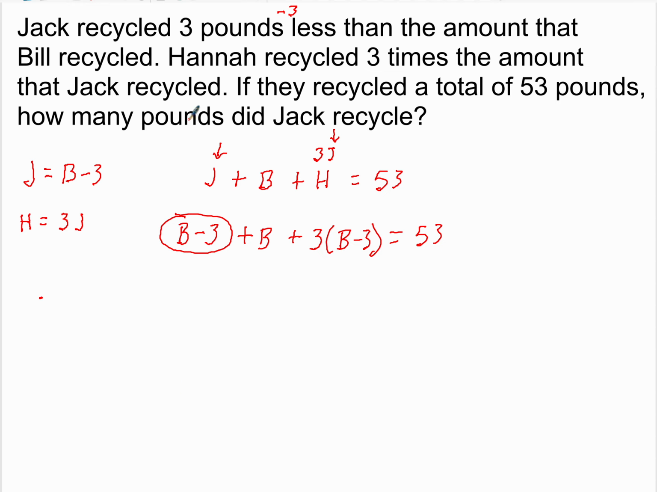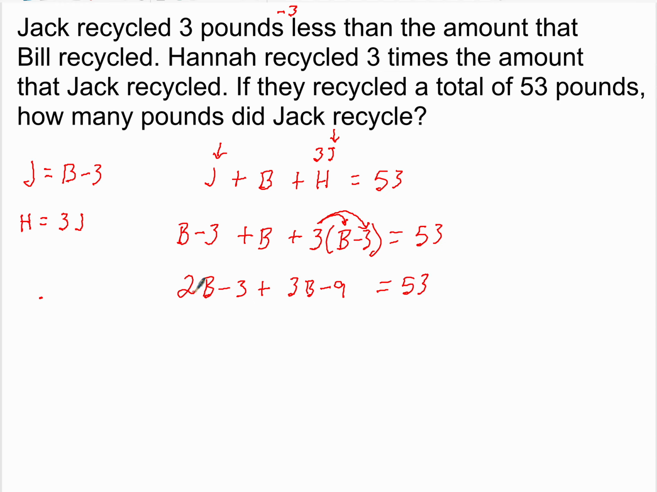So now, all we've got to do is simplify all this, which first thing I always have to do is take care of the parentheses. I have to distribute first. All right, so since these are not affected by the parentheses, I can go ahead and add Bill or B plus B. Those are like terms, so I can do 2B minus 3 plus, I would multiply this, 3B, and then 3 times minus 3 would be minus 9 equals 53.